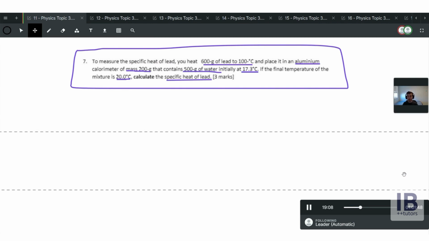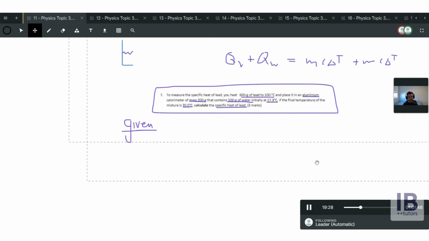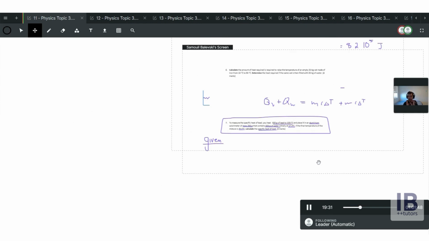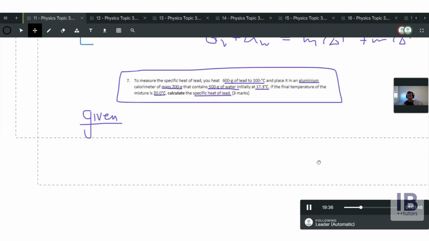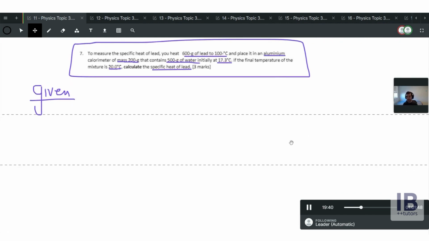Now we're still unclear on exactly what it is we're going to be doing. We know we have to find specific heat of lead. So the next step is we need to separate the things that we're going to use and the things that we're looking for. So if I ask you right now, what are the given things? All these things we've highlighted, we're going to separate into two categories: information that is given to us, and information that we're trying to solve for.